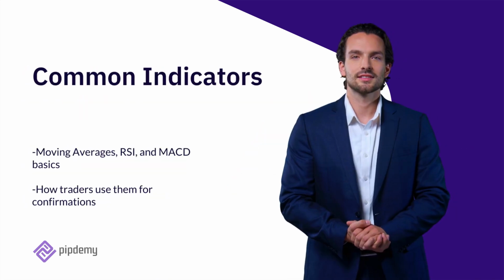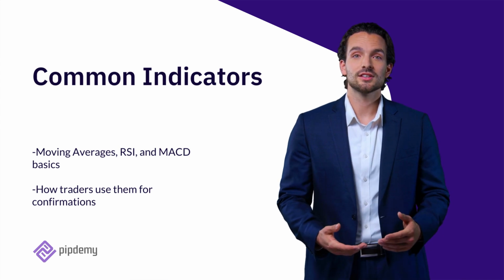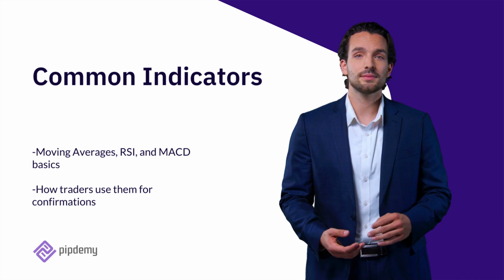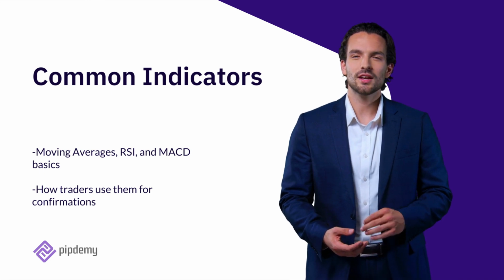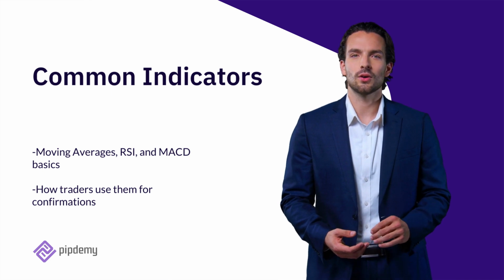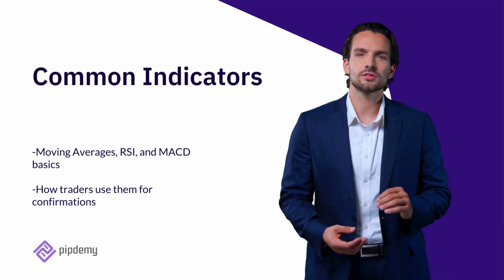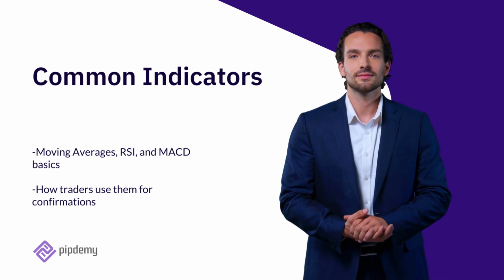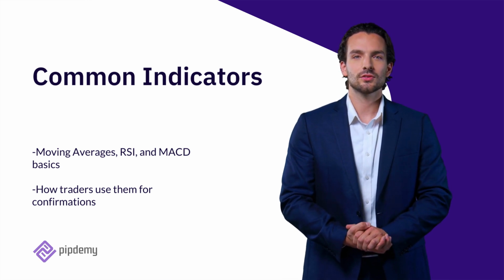Indicators help traders make sense of price movements and confirm their strategies. Here are three essential ones. Moving averages, MA, show the overall trend by smoothing price action. Relative Strength Index, RSI, measures if the market is overbought or oversold. MACD, Moving Average Convergence Divergence, identifies momentum shifts and trend changes.